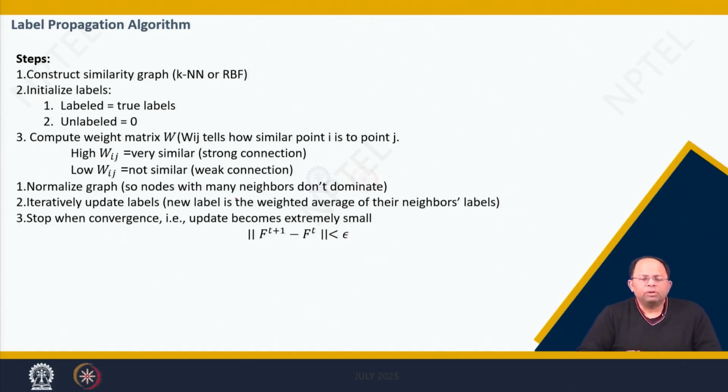So the algorithm goes like this. First, we construct the similarity graph either using KNN or RBF. Then we initialize the levels. That means labeled ones obviously get the true levels, and the unlabeled ones we initialize with 0.